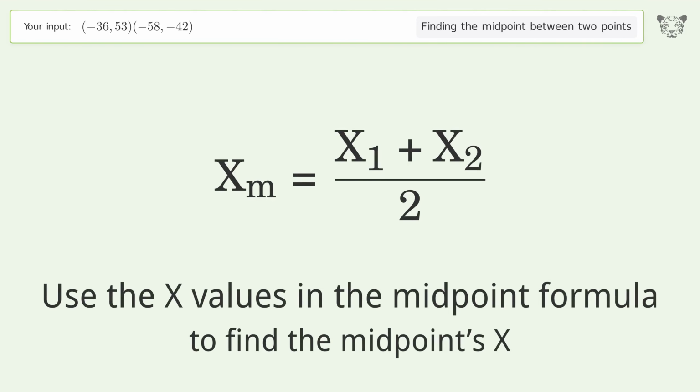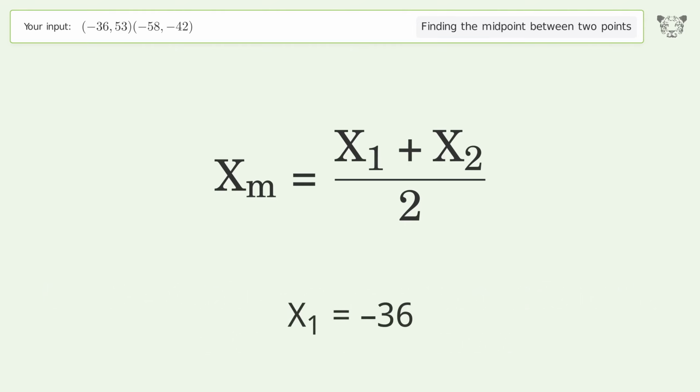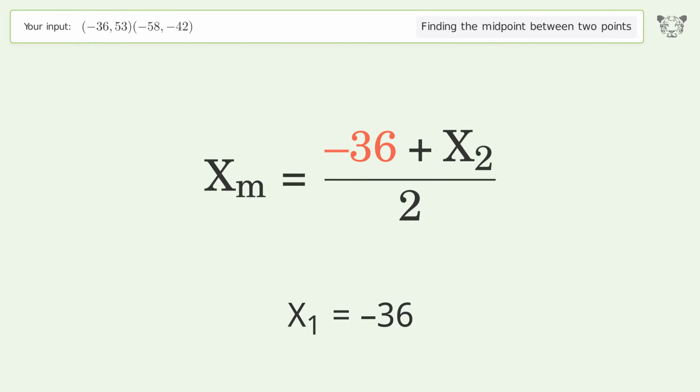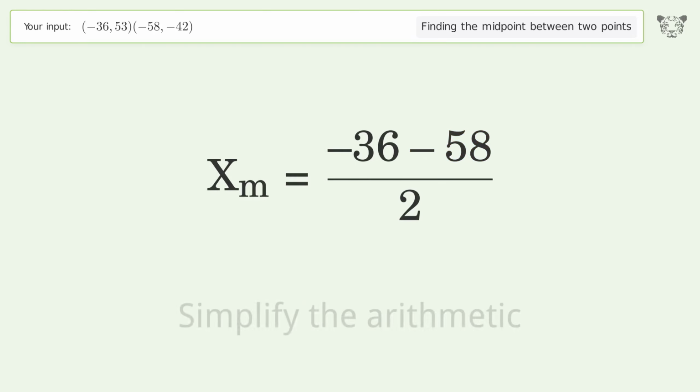Use the x values in the midpoint formula to find the midpoints x. x1 equals -36. x2 equals -58. Simplify the arithmetic.